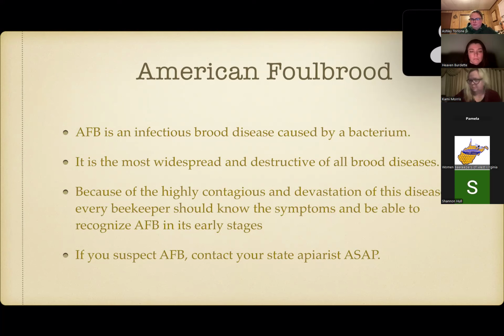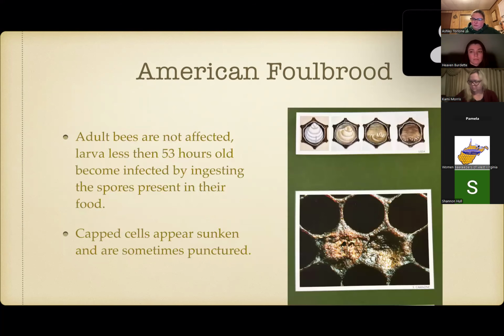So even though you and your buddies may have never seen it before, as a beekeeper, it is your responsibility to know the symptoms and be able to recognize AFB in its early stages. If you ever suspect you have American foul brood, you immediately contact your state apiarist and say, hey, come out here and help me look. And if you say you think you have AFB, they will be at your house, I guarantee you, within the week. So what is it?